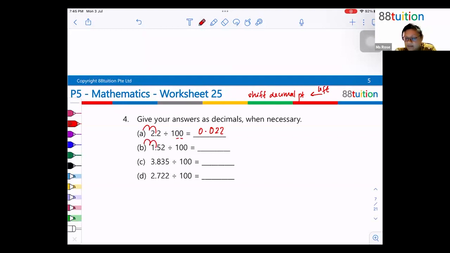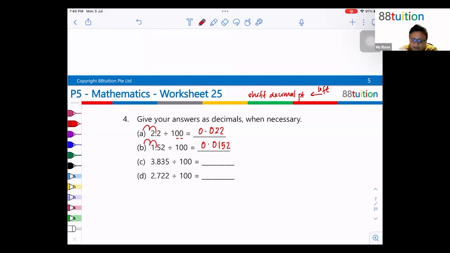Can someone give me the answer? 0.0152. Yes, you must have 0.0152. Now you can check. If you divide by 100, if you multiply by 100, would you get the same answer? Yes, that's how you check your answer. Whether you go forward and backward, you should arrive at the same answer.